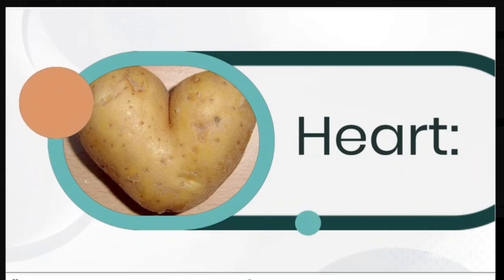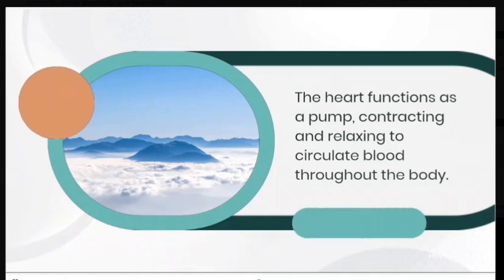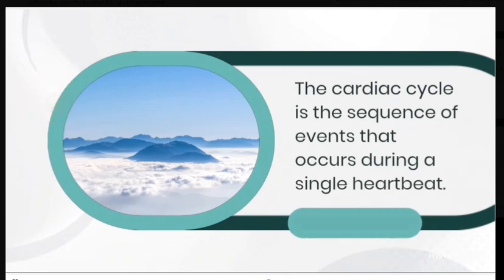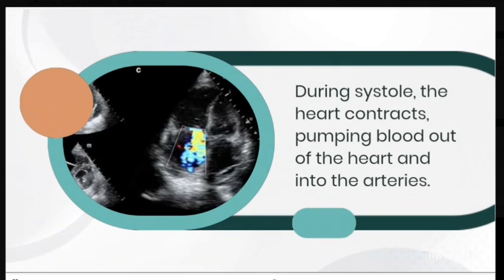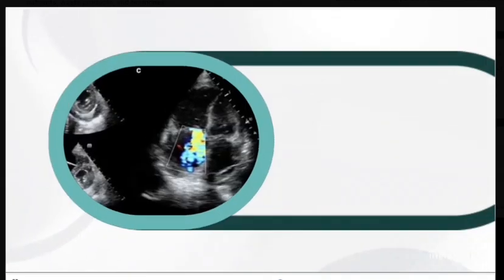The heart functions as a pump, contracting and relaxing to circulate blood throughout the body. The cardiac cycle is the sequence of events that occurs during a single heartbeat. During systole, the heart contracts, pumping blood out of the heart and into the arteries. During diastole, the heart relaxes, allowing blood to flow into the heart from the veins.